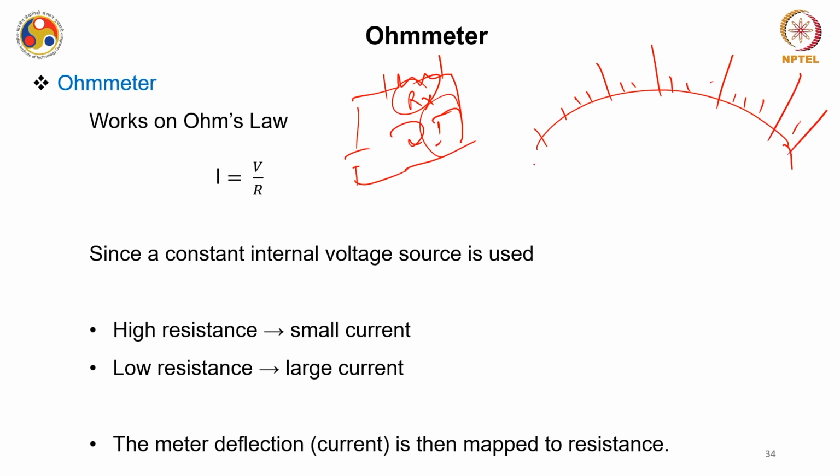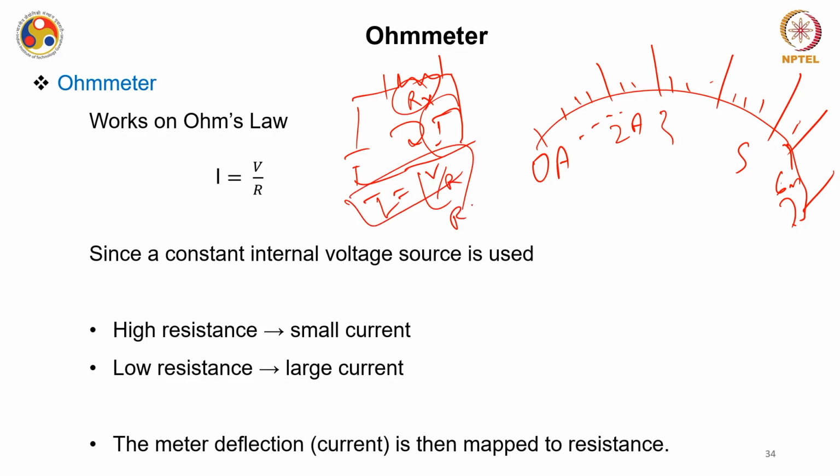So this is, say, 0 amp. You increase, say this is 2 amp, 3 amp, say 5 amp, say 6 amp, and so on. Now say this is the measured current, I equal to V by R. Now R is equal to V by I. It means that if the current flowing is very, very low, say there is no current flowing.